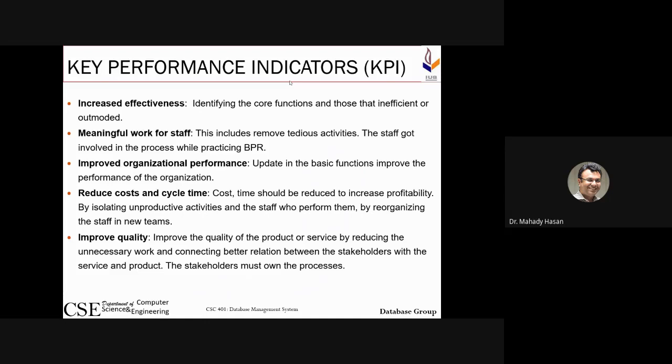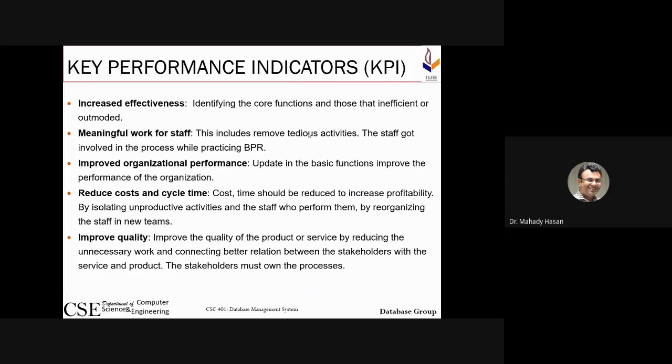Improve organizational performance by updating the basic functions. So organizational performance needs to be improved. Reducing cost. How can we reduce cost? As you can see, if you can get rid of unnecessary things, of course the cost will reduce. At the same time we can reduce the time. If unnecessary processes or activities are reduced, then we can reduce cost, reduce time, and improve quality. Definitely we have to improve product quality and service quality by reducing unnecessary work done by the stakeholders.